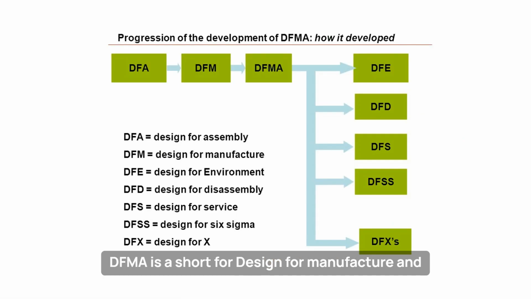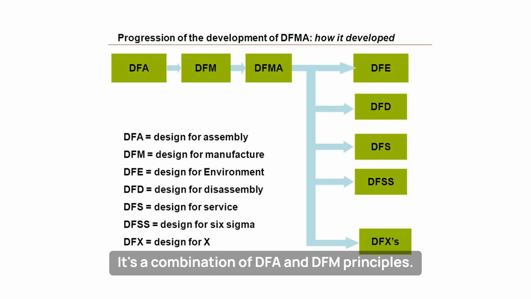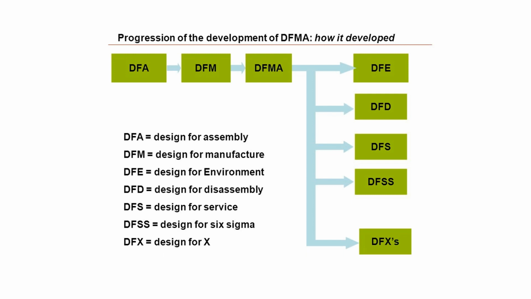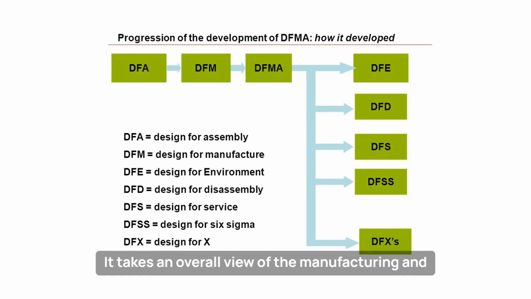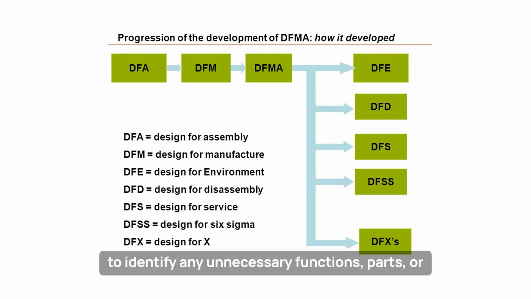DfMA is short for Design for Manufacture and Assembly. It's a combination of DfA and DfM principles. The idea behind the DfMA is to make it easier to assemble products and improve the efficiency of component manufacturing. It takes an overall view of the manufacturing and assembly designs to identify any unnecessary functions, parts, or processes that could be streamlined to make the product development process more efficient.